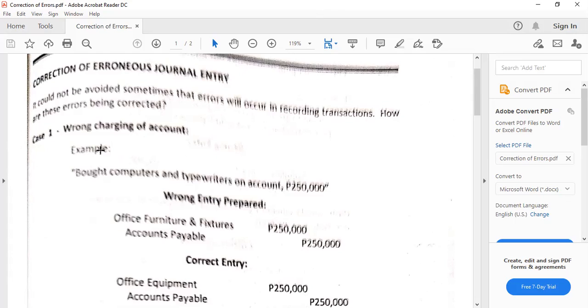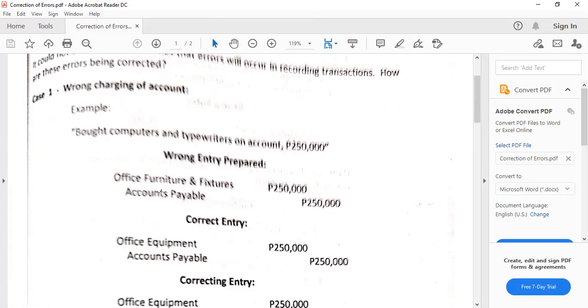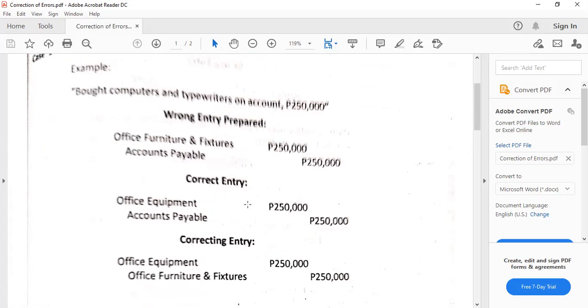Case number 1 is wrong charging of account. This means that for the account titles used, it's possible that there will be 2 or more errors in the recording of transactions. So for example, the company bought computers and typewriters on account for 250,000. Clearly, this is supposed to be a debit to office equipment and a credit to accounts payable because it is on account at 250,000. This is the correct entry.